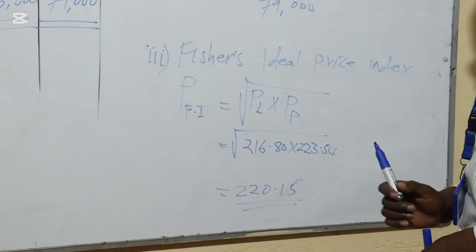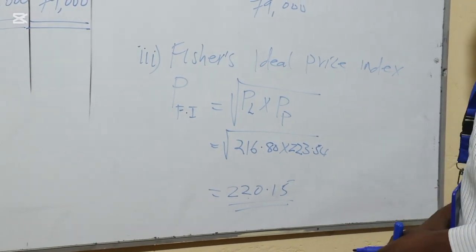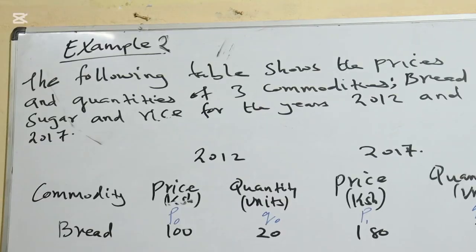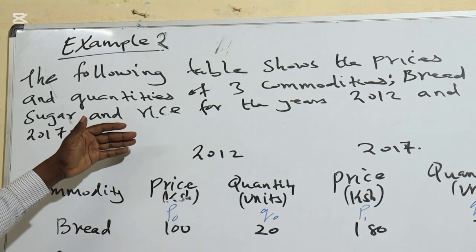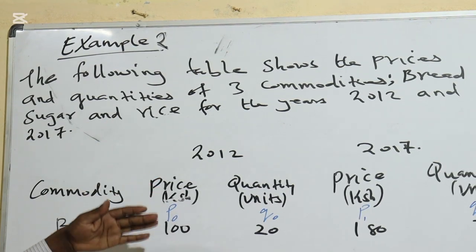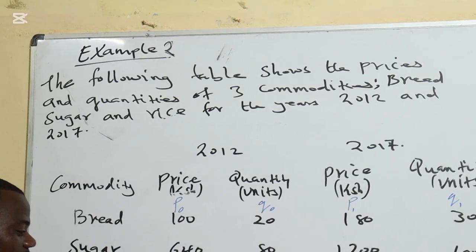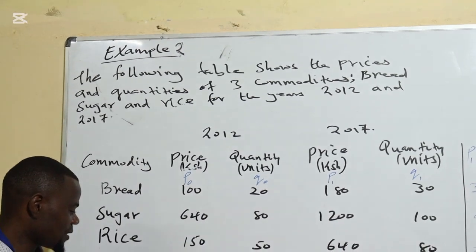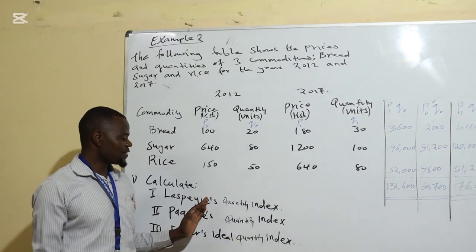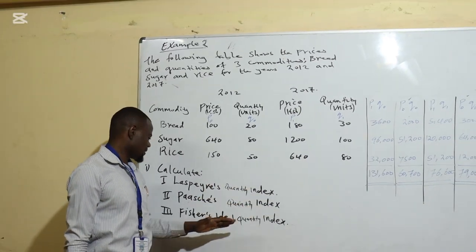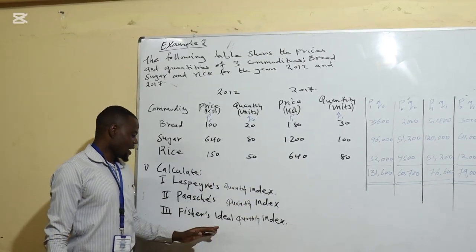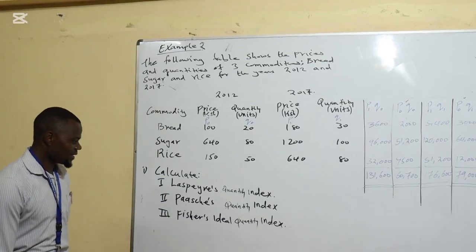Let's look at the example when we are asked for the quantity index numbers. Now I just want to use the same example, but I interchange the question, and now let's say we are being asked quantity. Remember here it was Laspeyres price index, but now I've changed it to Laspeyres quantity index, Paasche quantity index, and Fisher's ideal quantity index.